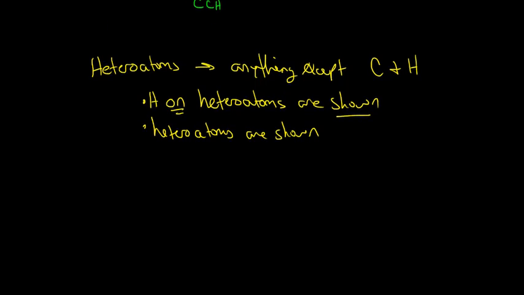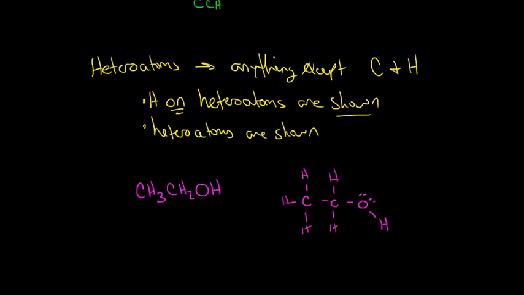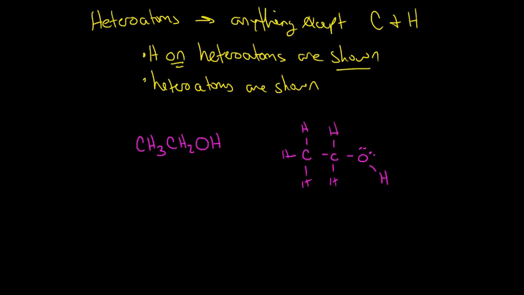Let's see an example. Let's say we have ethanol, which is CH3, CH2, OH. If we draw this out as a complete Lewis structure, this is what we see. So what you'll recognize here is that we do have a heteroatom. This oxygen is a heteroatom, and this hydrogen is directly attached to the heteroatom.